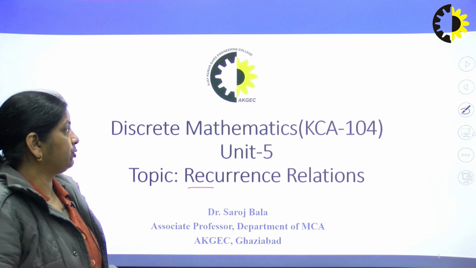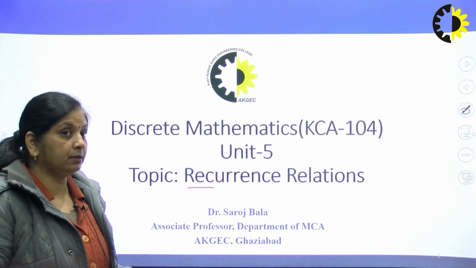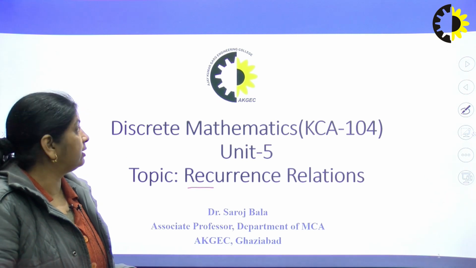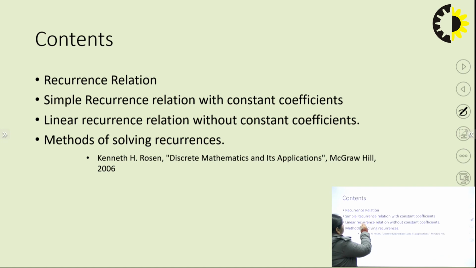Today we are going to discuss recurrence relations. This is one topic of the 5th unit of discrete mathematics. The different contents I am going to cover are: what is a recurrence relation, what is a simple recurrence relation with constant coefficient, then linear recurrence relation with constant coefficients, and different methods of solving the recurrences. My PPTs are based on the book of Kenneth Rosen, Discrete Mathematics and its Applications.